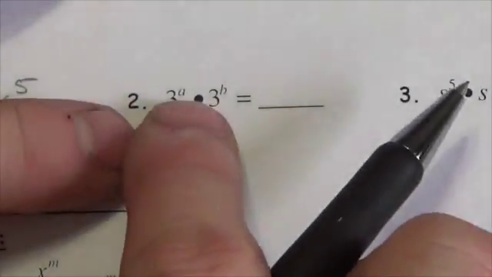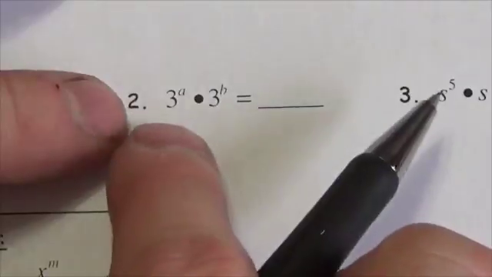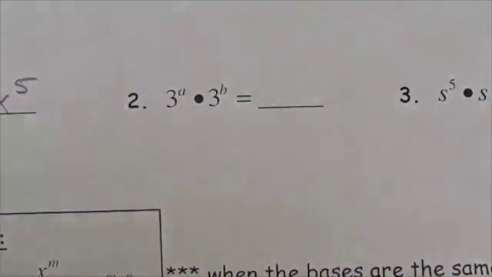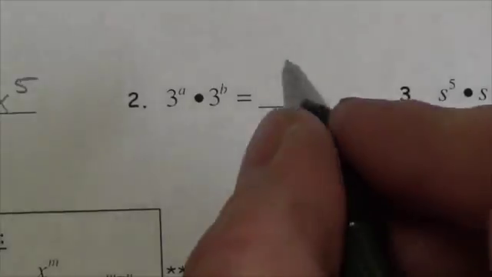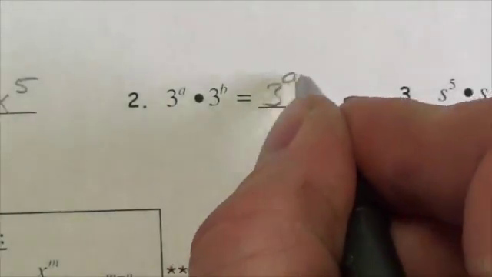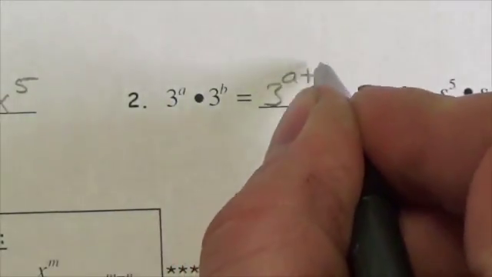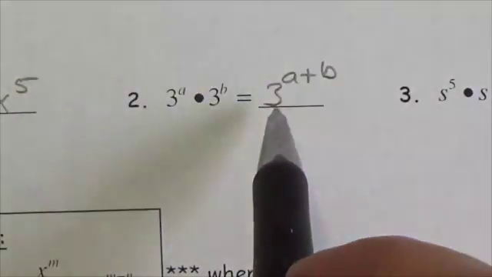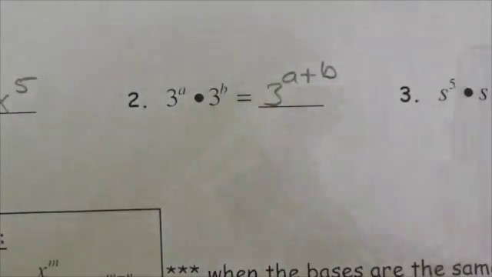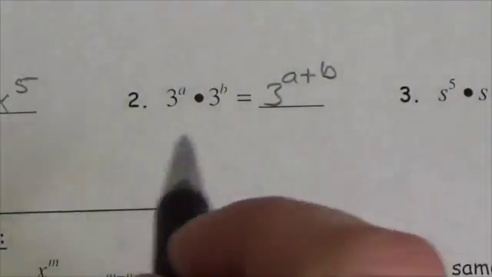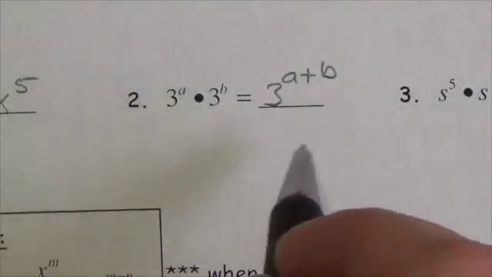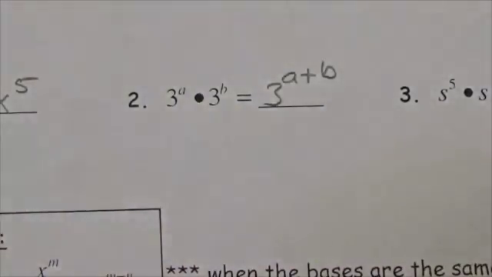So here I am multiplying two powers, the bases are the same, 3 to the a times 3 to the b. Now, I don't know what the exponents are. I don't know what a represents, I don't know what b represents. But that doesn't really matter. What I know is that when I multiply those together, the product could be found by simply taking 3 to the power of the sum of those two exponents. So 3 to the a times 3 to the b is 3 to the a plus b. And I would write it like that, and I would leave it like that.